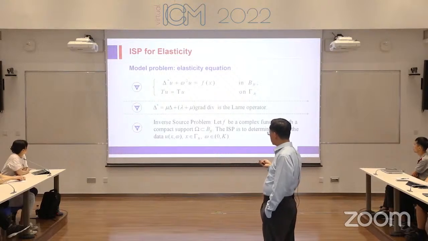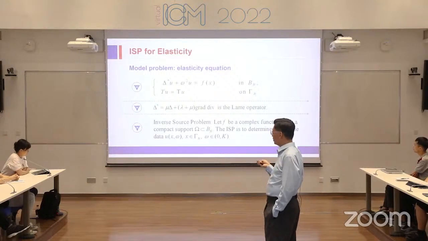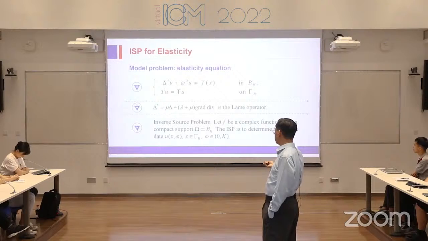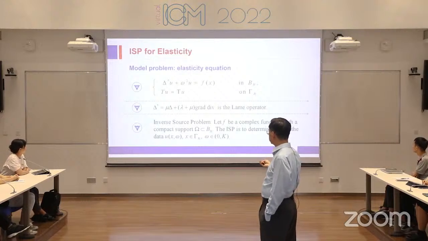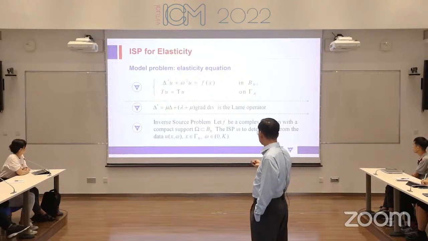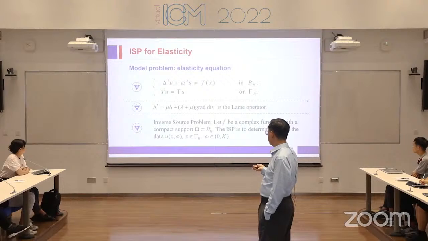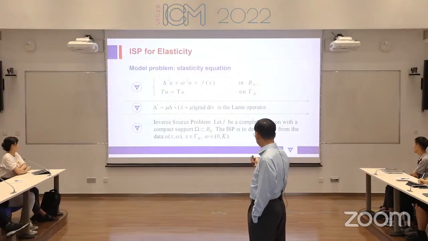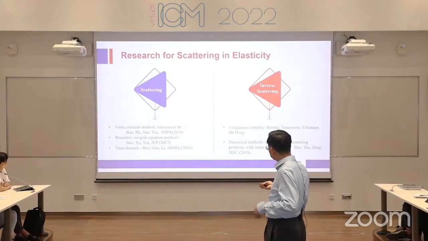For the model equation, we consider the elasticity problem. The operator is the Lamé operator. You can see this is the operator itself, and f is the source function. On the boundary, it's called the traction operator, elasticity. And the inverse source problem is to determine f from the boundary measurement of the pressure function over a range of frequency. So k is the highest wave number.